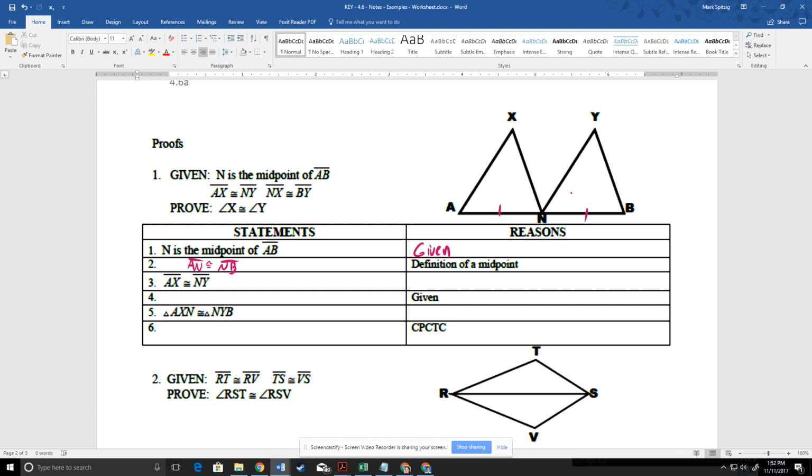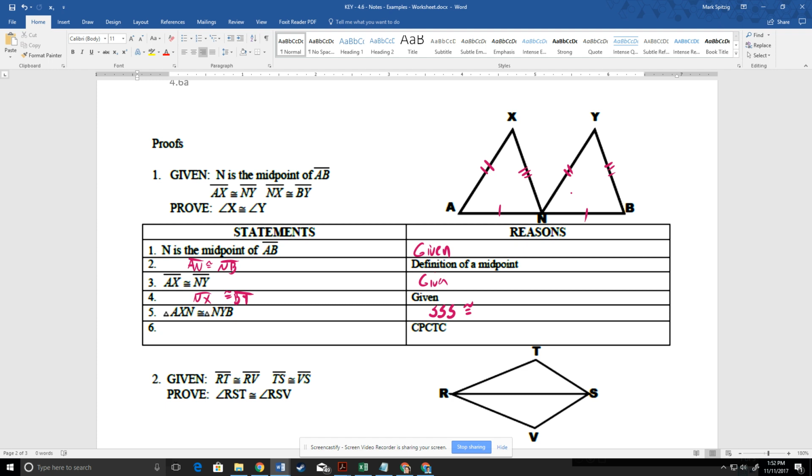We have AX, which is congruent to NY, and how do I know that? Because it's given, so pretty good there. The second given was the given here. It's another given, so NX is congruent to BY, always marking the diagram. So NX and BY. And so we look here and it says the triangles are congruent, and that's true because we see we have side, side, side. So we have side, side, side congruence.